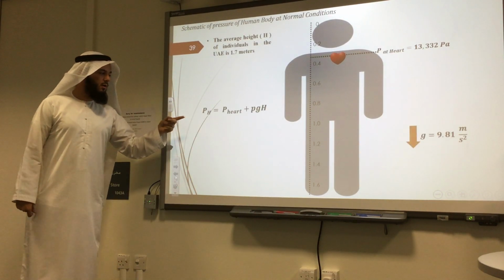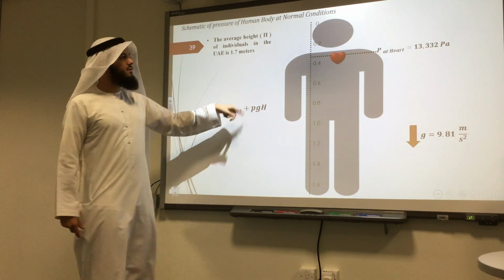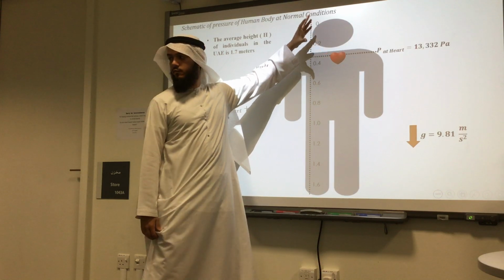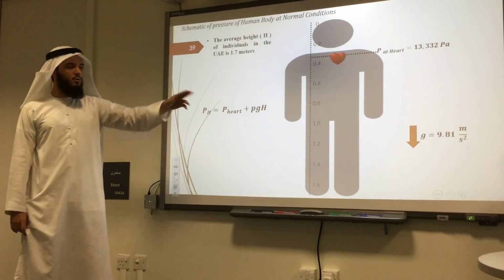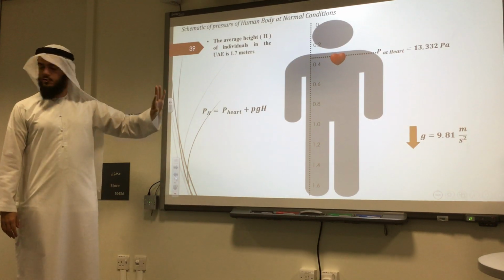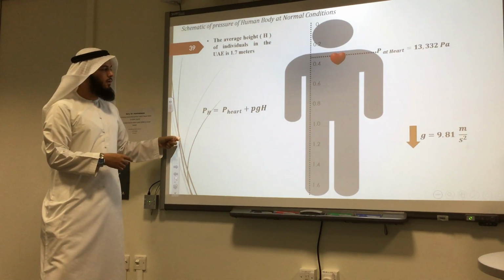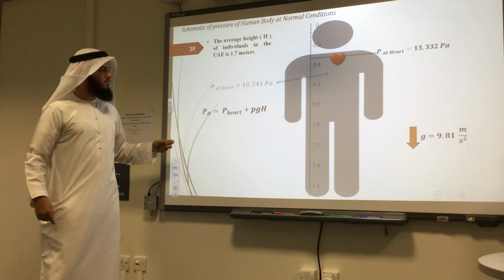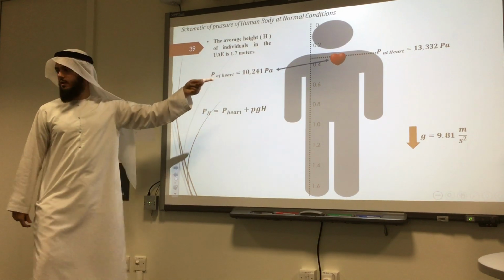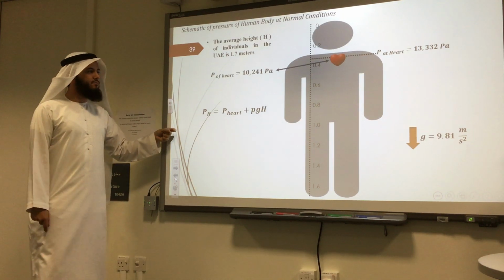Using this gradient equation, this is the pressure of the heart, and this is the gradient, the weight of the blood on the heart, on this area. Using gravity at normal conditions, and the location of the heart, here is H, we get the pressure of the heart, 10,241 Pascals. This is the pressure of the heart.